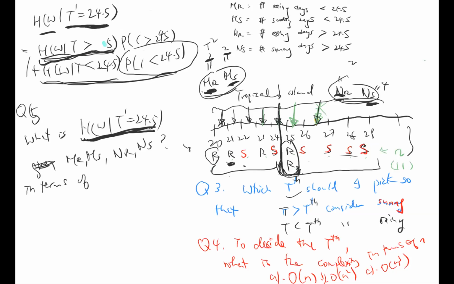Or maybe I can even erase this. Okay, my threshold is t pi, let's say, and of course my MR, MS, NR, NS depend on this t pi here, but it doesn't matter. Assume they are already given by these guys here. So yes, you want to write it in terms of these.